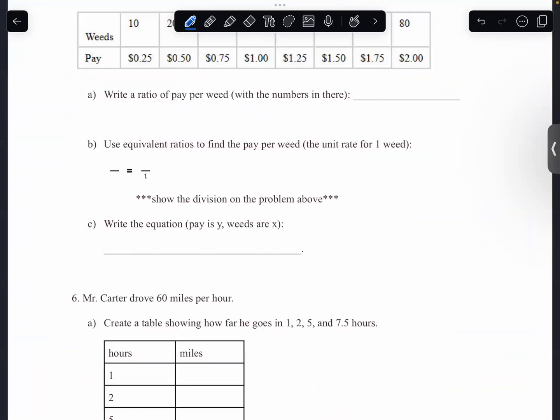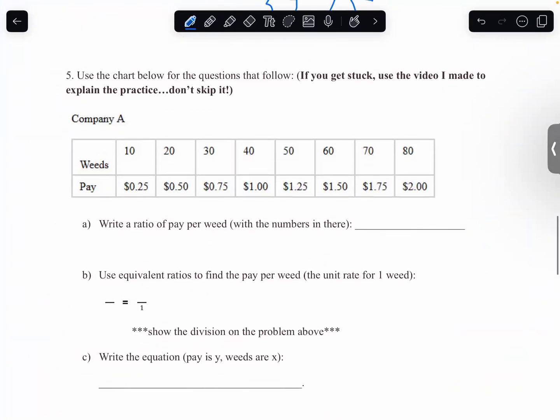And then number 5, there's 6 on here. This one's a little bit tough. Okay. So write a ratio of pay per weed. So like the dollars per weed. Okay. So like this is Y, that's X. So the dollars per weed here, I'm going to just pick one. You could pick another one. So I'm going to pick, I don't know, it doesn't really matter. I'm going to pick $1 for 40 weeds. Okay. That would work.